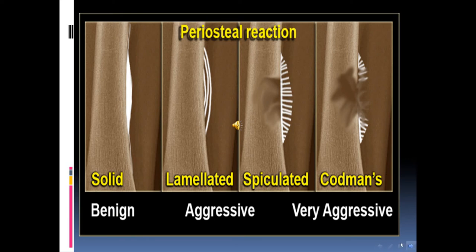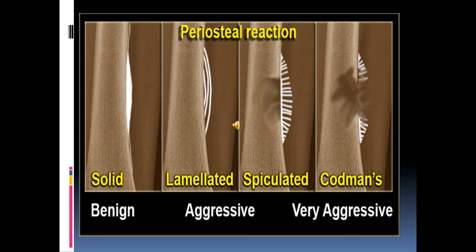Periosteal reaction. Periosteal reaction means cortical thickening. But there are types of periosteal reaction. So it could be a solid periosteal reaction, as we see in the first image. The white area represents cortical thickening, while the other images are showing more aggressive features of periosteal reactions.